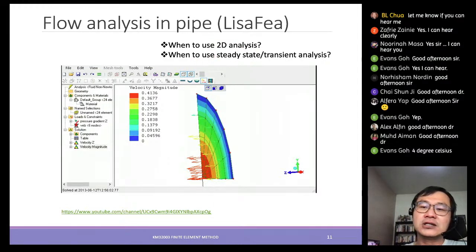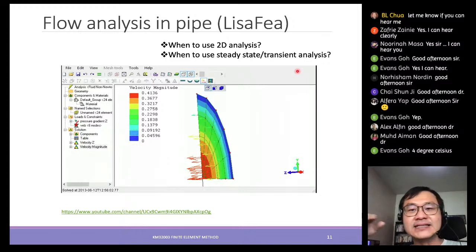Then next would be when you would want to use a steady state or a transient analysis. Again, this is a very basic question that you must ask yourself when you run the analysis, whether you want to run a steady state or transient. What is the difference between steady state and transient? Steady state refers to the condition when you have run it for a certain time, and remember in control engineering we say you have achieved the steady state condition. So the beginning part you don't care about.